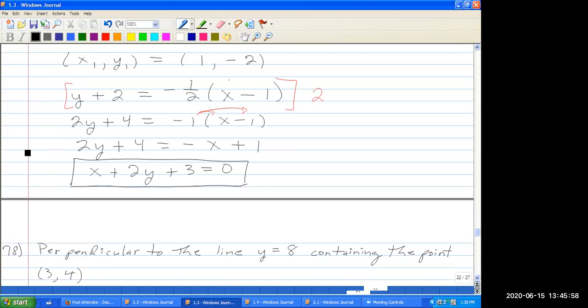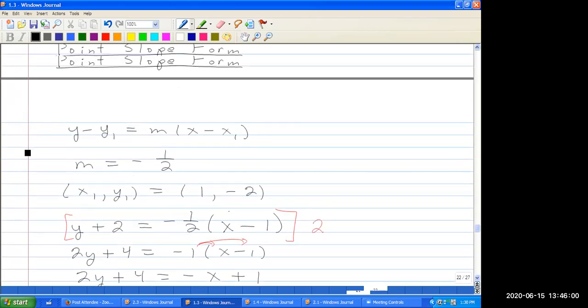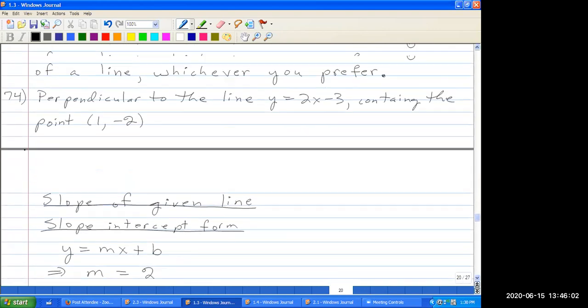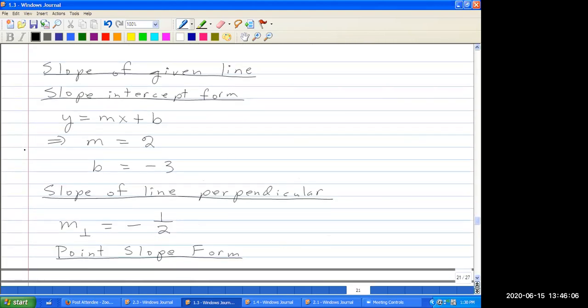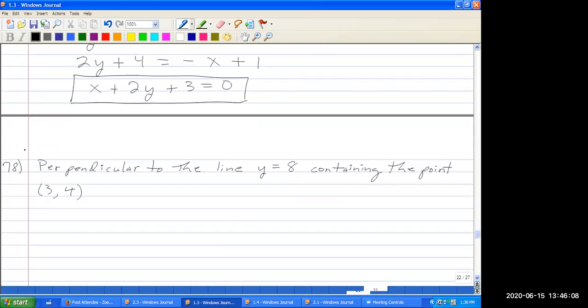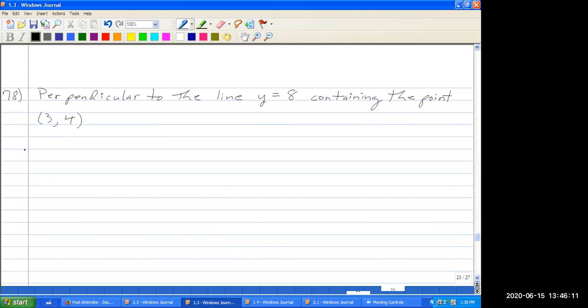I usually prefer not to write it in the other form, the slope-intercept form. In general, that is more algebraically complex, so I usually don't do that unless I have to. Okay, so let's do the next one.